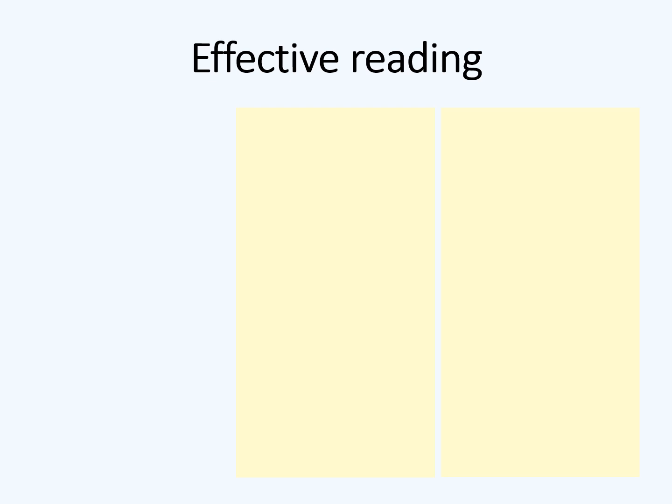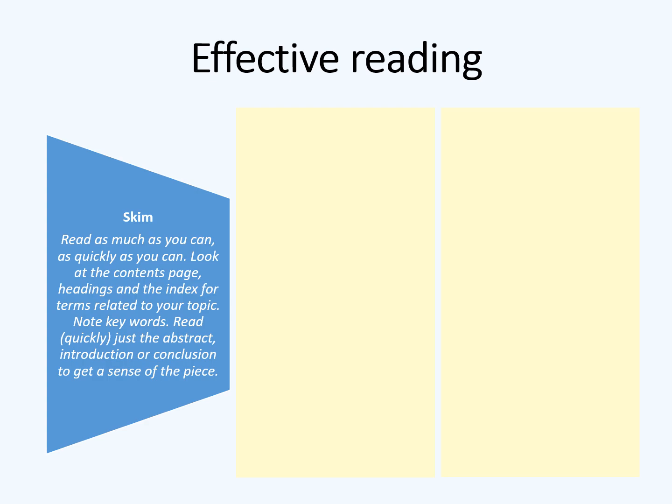Here are 3 reading strategies you could use to make research quicker and more helpful. Skim reading means reading as much as possible as quickly as possible. You'll mostly be trying to get a general idea of the text. You could maybe read just the abstract or the introduction or conclusion, or look at the index, table of contents or section headings to get an idea of whether it is relevant for your topic.